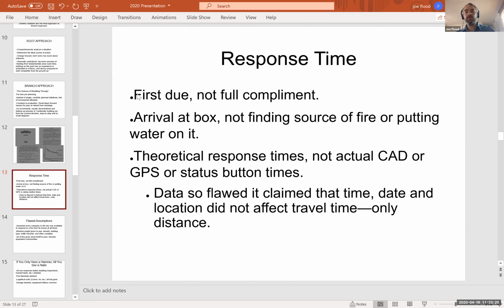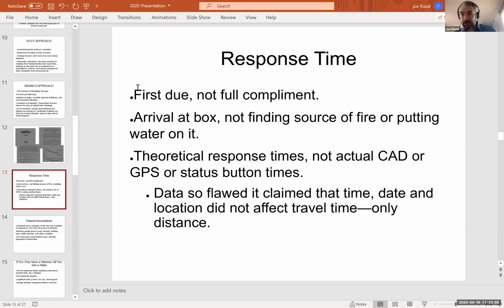So in the case of these first attempts to model response time, one thing they're looking at is first due. In other words, the first company to arrive, as it turns out, theoretically arrive, we'll get into that, at the fire, not a full complement, which is a complicated thing. If you're talking about a major structural fire and an engine company shows up first, they might not be able to do much right away because they have no access. They have no way to get the water on the fire. You need truckies. You need a ladder company to show up to bust open windows, cut holes in the roof, and things like that to really get a lot of water on the fire.